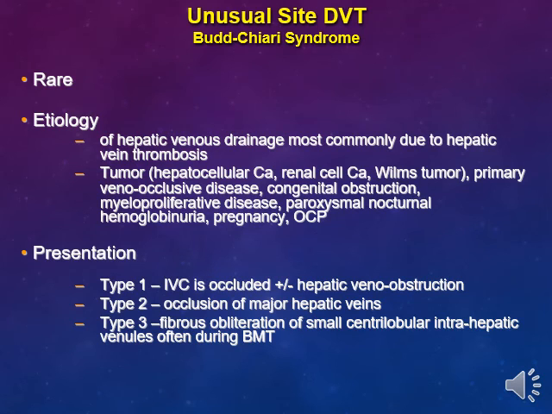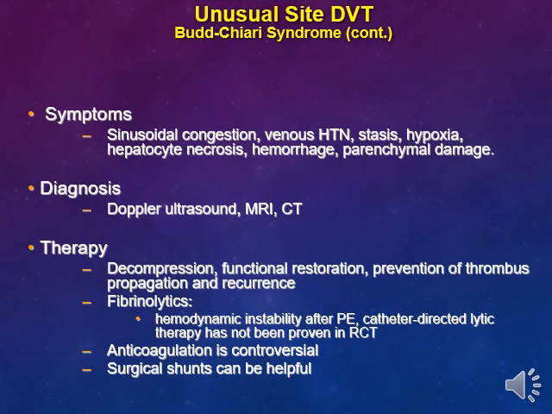Budd-Chiari syndrome is a rare condition due to occlusion of the hepatic drainage by tumor like hepatocellular carcinoma, renal cell carcinoma, Wilms tumor, maybe congenital obstruction, or myeloproliferative disorder, and we have different types of Budd-Chiari syndrome. Type 1: the IVC is occluded, plus or minus hepatovenous obstruction. Type 2: occlusion of the major hepatic vein. Type 3: fibrous obliteration of the centrilobular intrahepatic venules, and this is not diagnosed except postmortem.